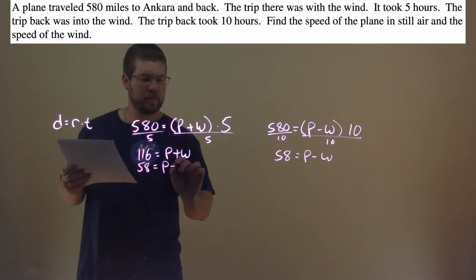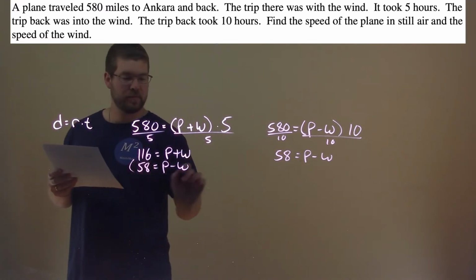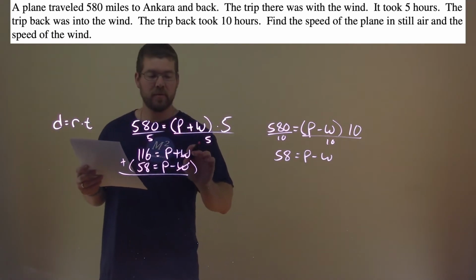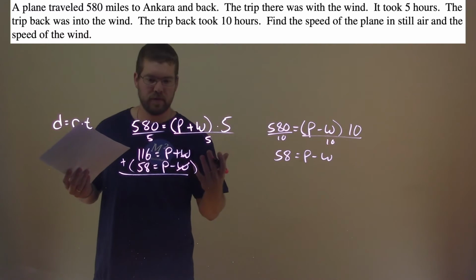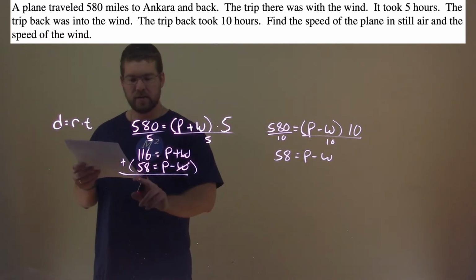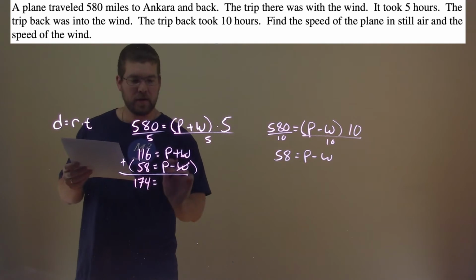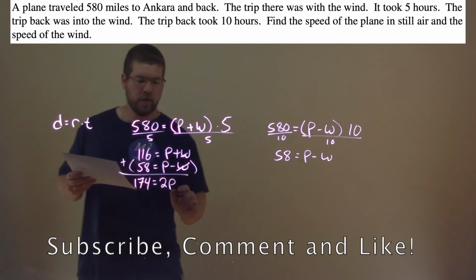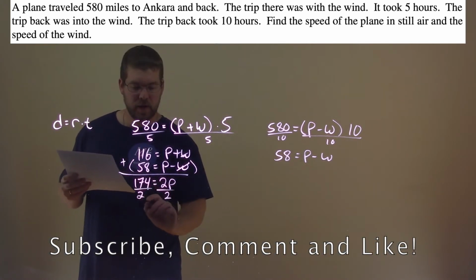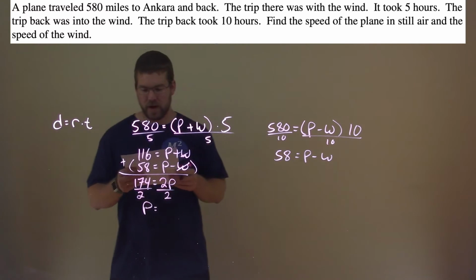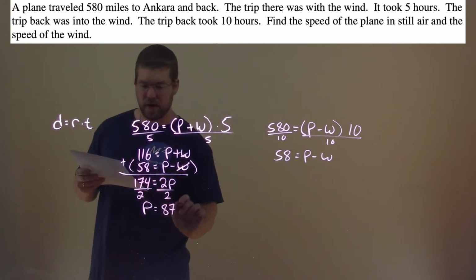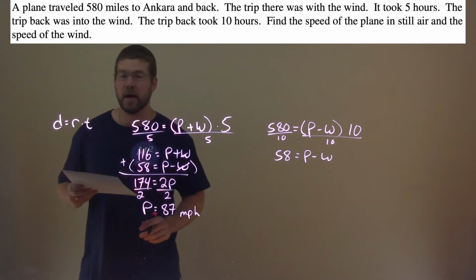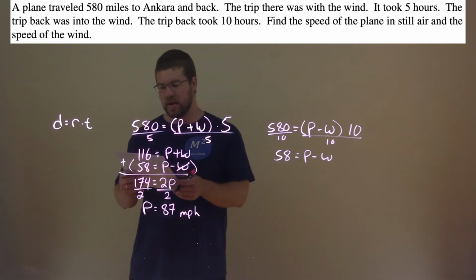116 equals P plus W, 58 equals P minus W, and I'm going to solve this by elimination. I'm going to add these two equations, and in doing so, the variable W is going to cancel. Plus W and minus W is just 0. So 116 plus 58 is 174, and don't forget P plus P is 2P. Again, the W's cancel. Divide both sides by 2 here, and P is by itself, and 174 divided by 2 is 87. So the plane is traveling 87 miles per hour.